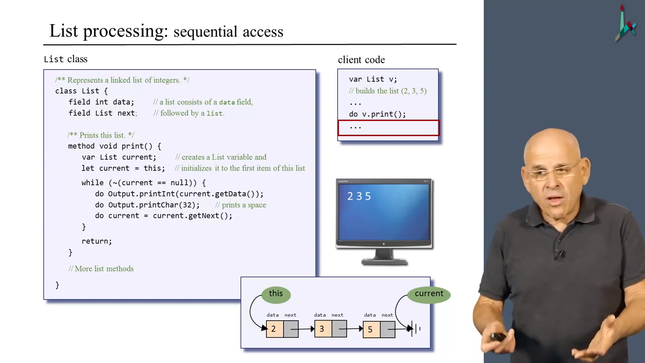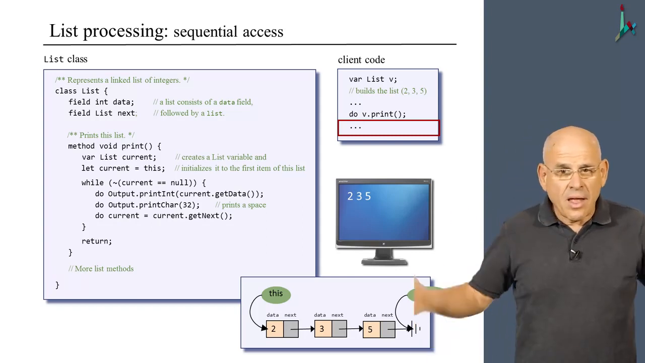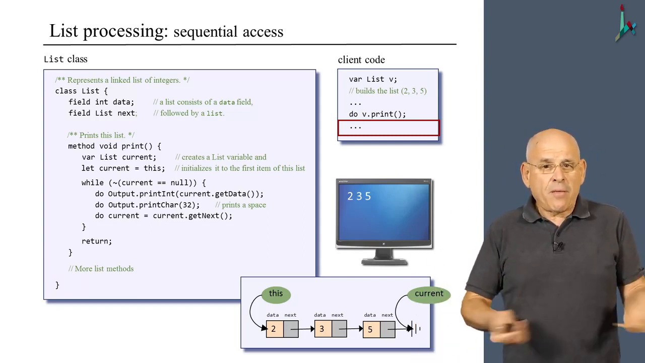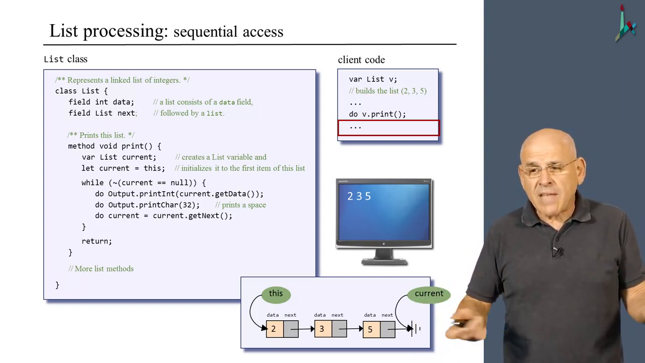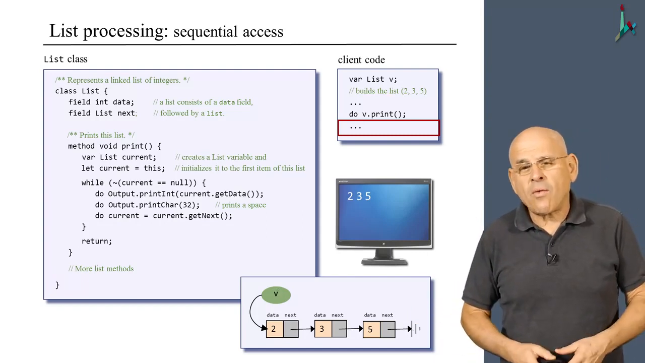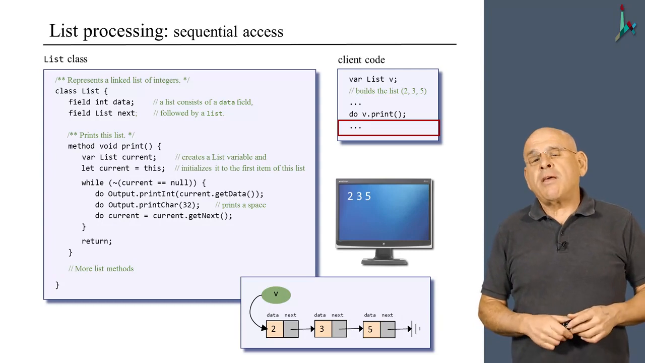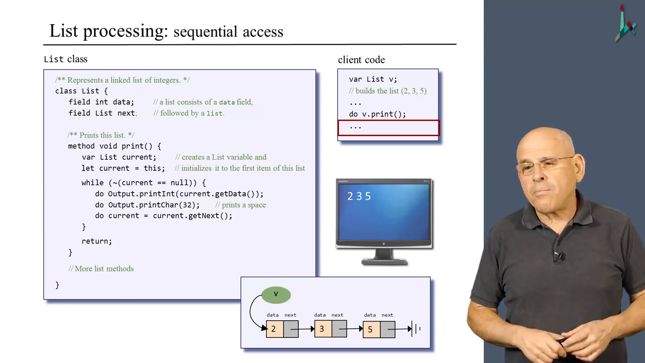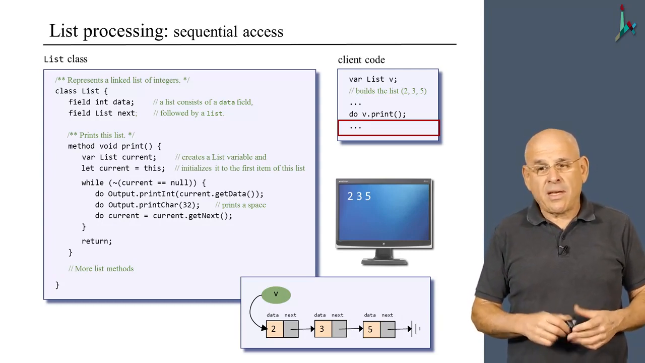Once we return to the calling code, of course, all the stuff of the print method is going to be recycled, so this and current no longer exist, and once again, V is being reinstated and points to the list as we had before.